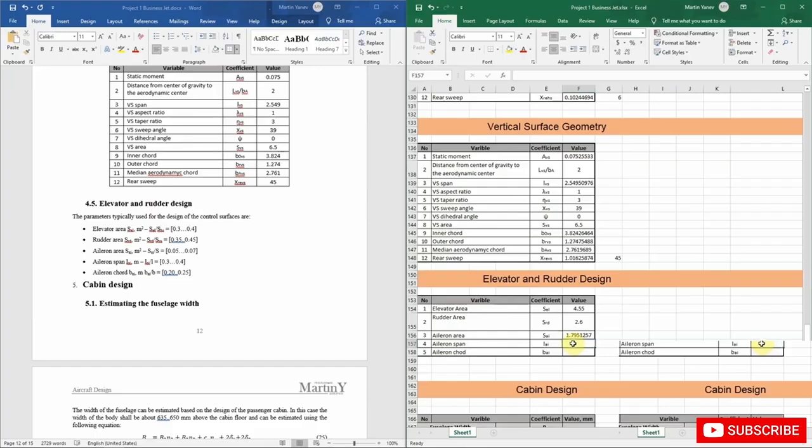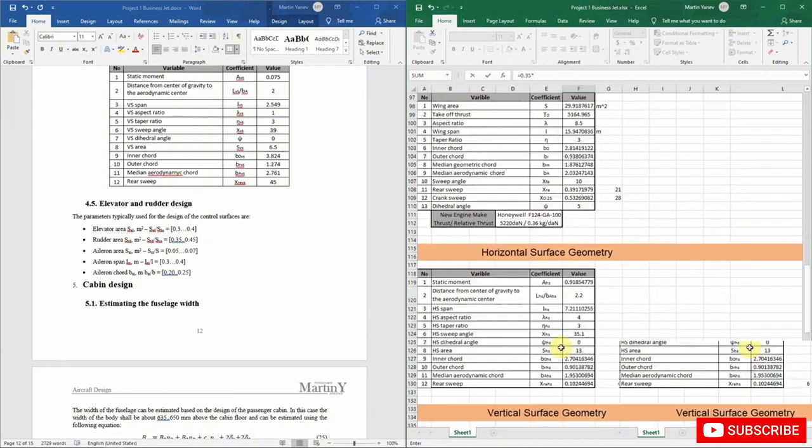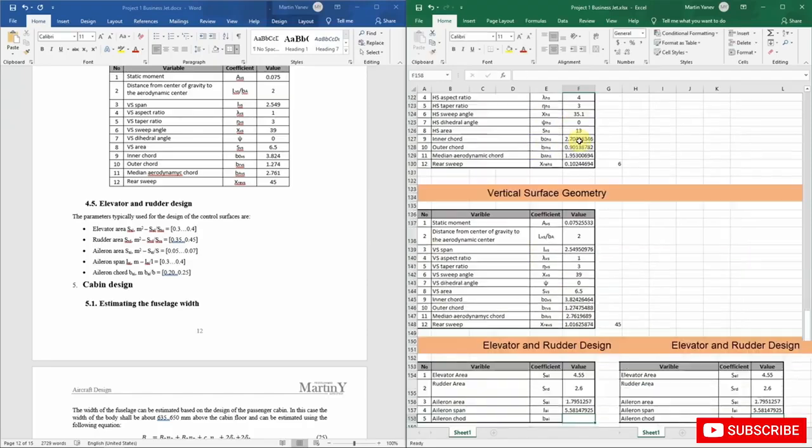Then the aileron span will be equal to about 35% of the span of the wing. Okay, so that's why the ailerons are usually quite thin but long on the wing surface. So this will be equal to 0.35 multiplied by the span of the wing, and the span of the wing is actually here. Then the aileron chord will be equal to about 20 to 25% of the aerodynamic chord of the wing.